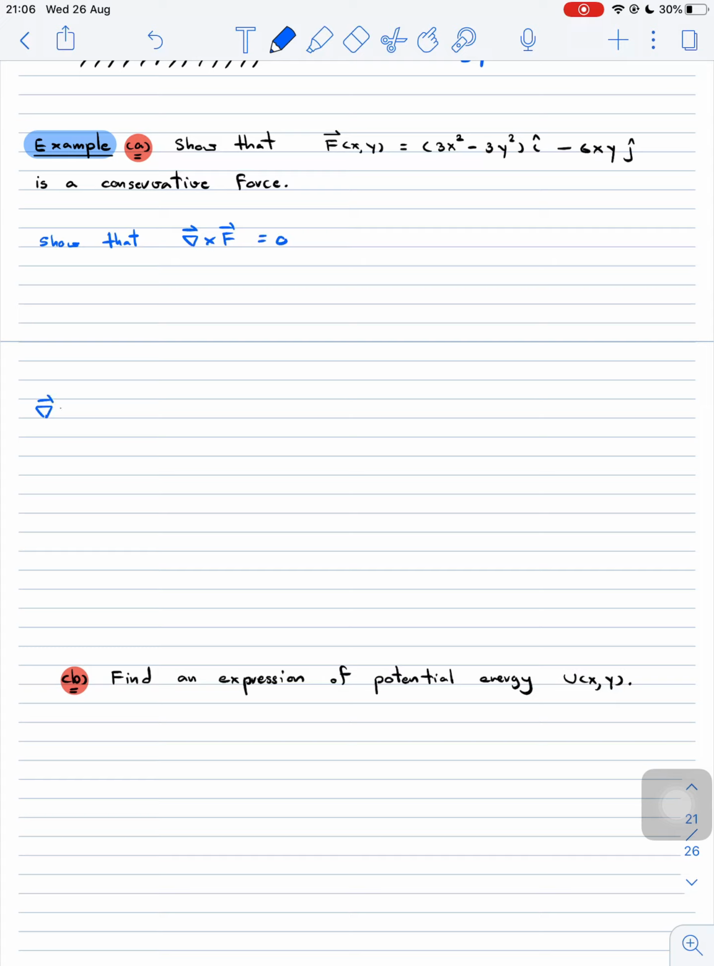Okay, so we need to set up a matrix. Then let's write down the curl of F equals what? The determinant of, here we have i, j, and k. And for the curl, we have d by dx, d by dy, and d by dz. Now for F, this is Fx: we have 3x squared minus 3y squared. Now for Fy, Fy equals the negative 6xy, and here 0.